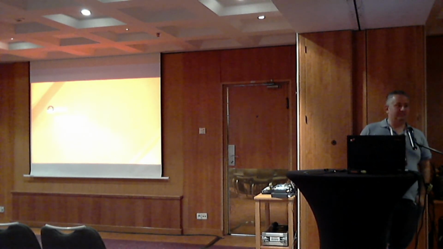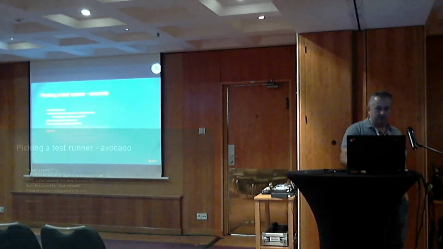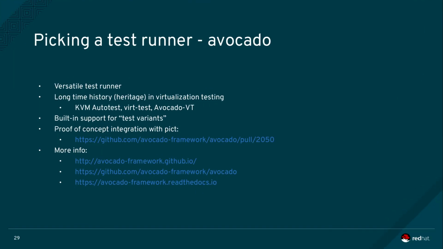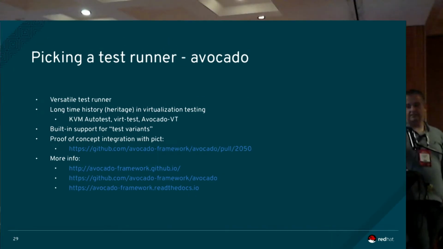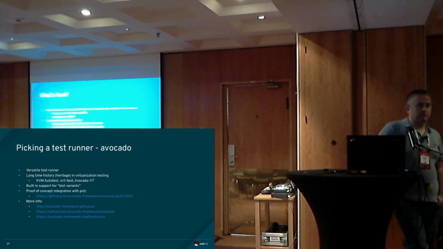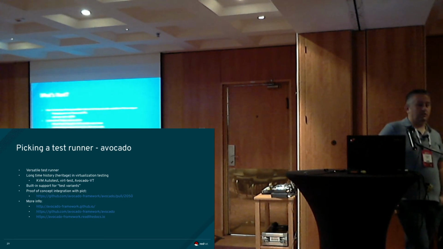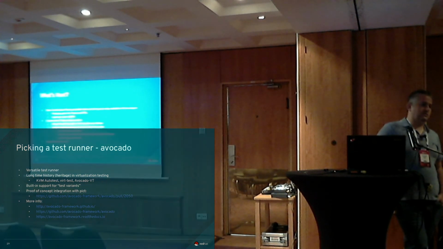Which version of Avocado has the pict integration? So I briefly mentioned, we put that out as a proof of concept. It's in a specific pull request. And what's next for us is getting pict itself packaged on Fedora and EPEL, and then pushing proper support upstream in the next Avocado release. So that's probably going to be 56 or something like that.